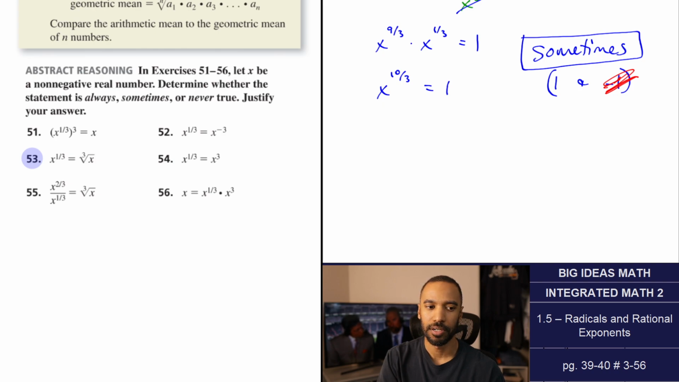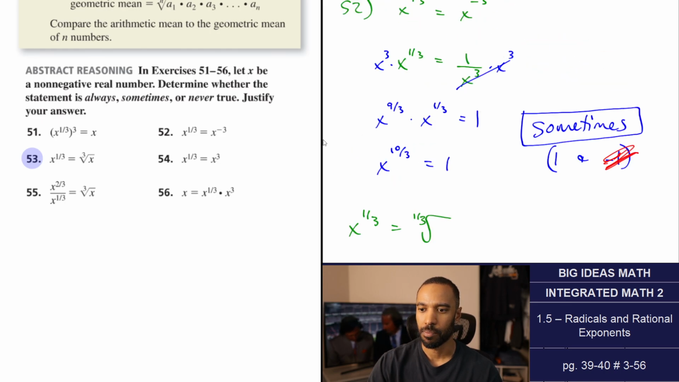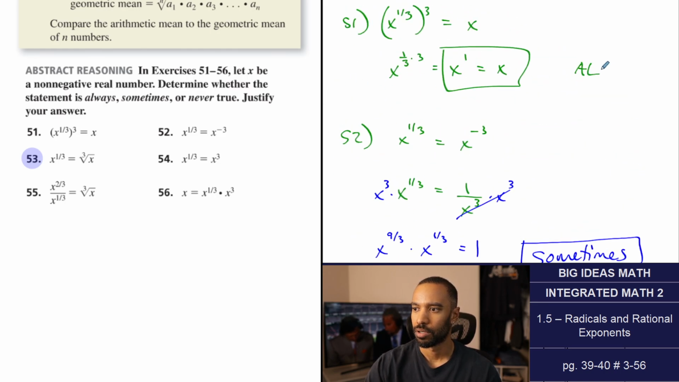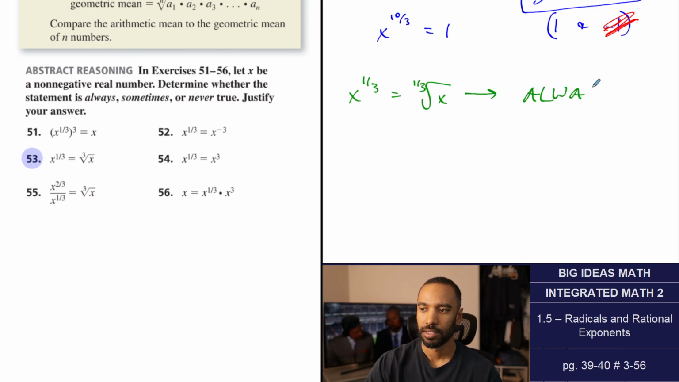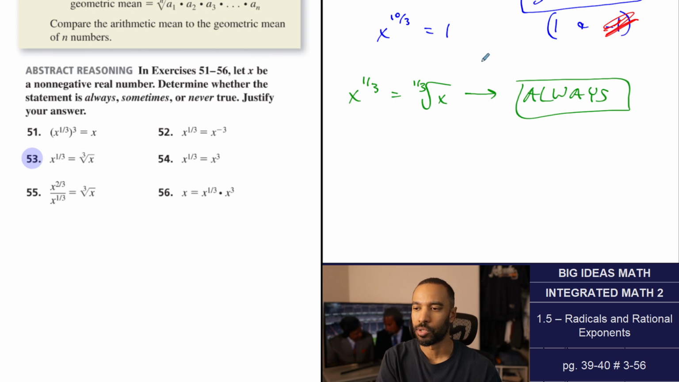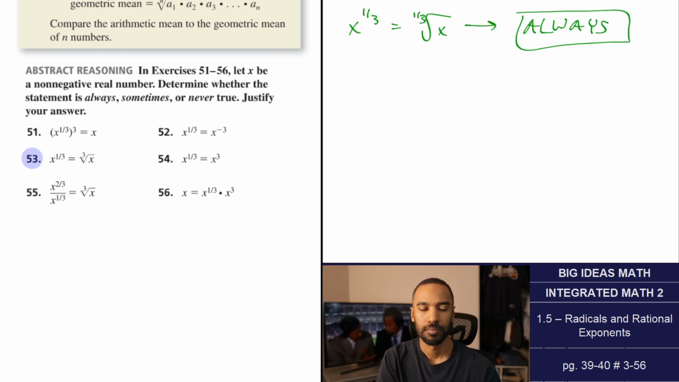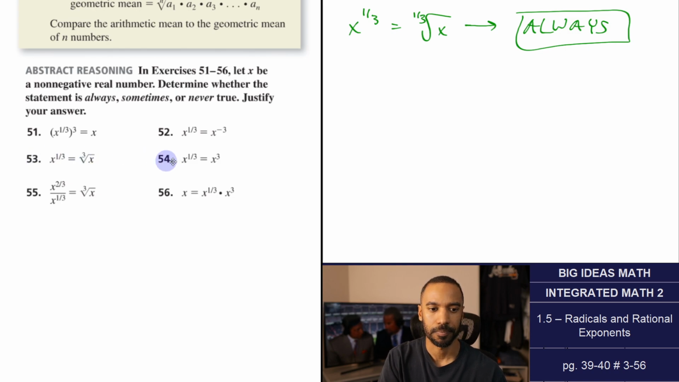X to the 1/3 equals the cube root of x. I'll just go ahead and say always in the same. In fact, did I write always for the first one? No, always. This is always. This is the property in a nutshell. This is what it is. There are no restrictions to it either. And they're just equivalent. So yeah, that's an always.